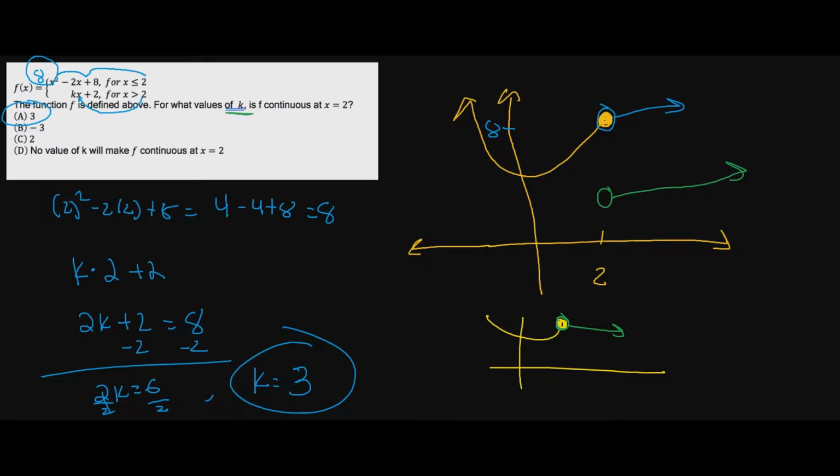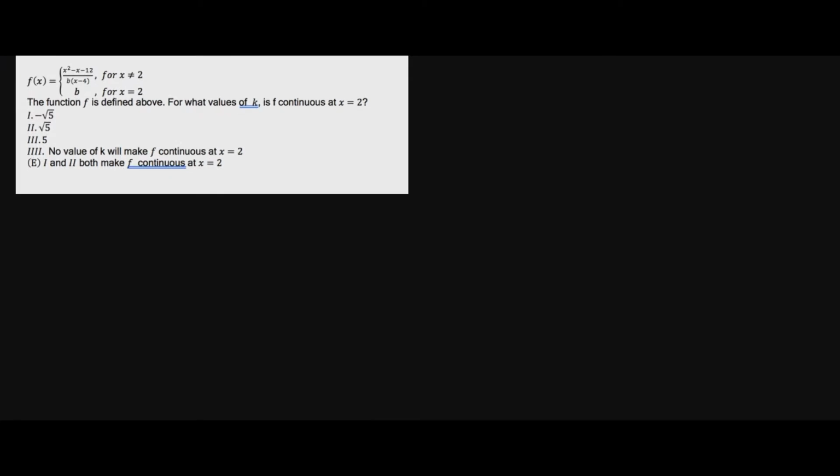Okay, and that makes sense. If you put 3 in here, so 3x plus 2, and you take 2 and plug it in, 3 times 2 plus 2 is 6 plus 2, which is 8. So we know we got the same y values from the left and from the right. In this problem, we're trying to make a function continuous. So let's take a look at this one here.